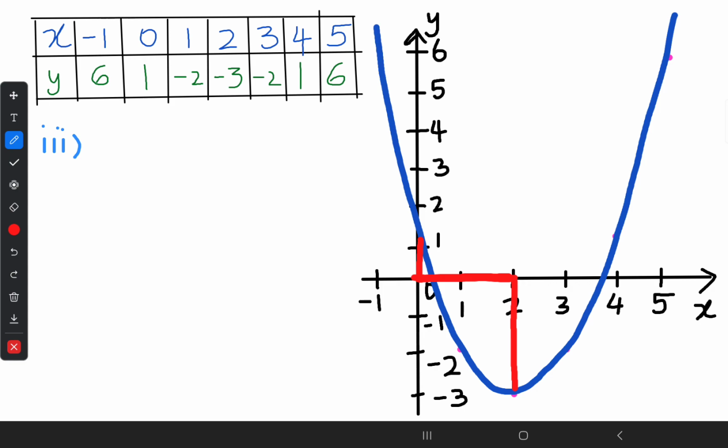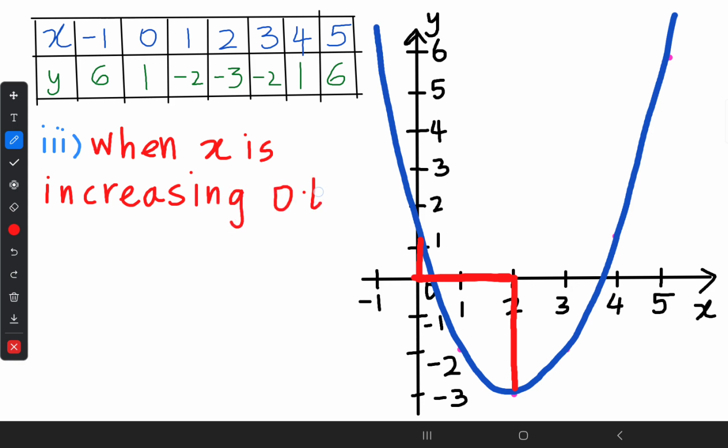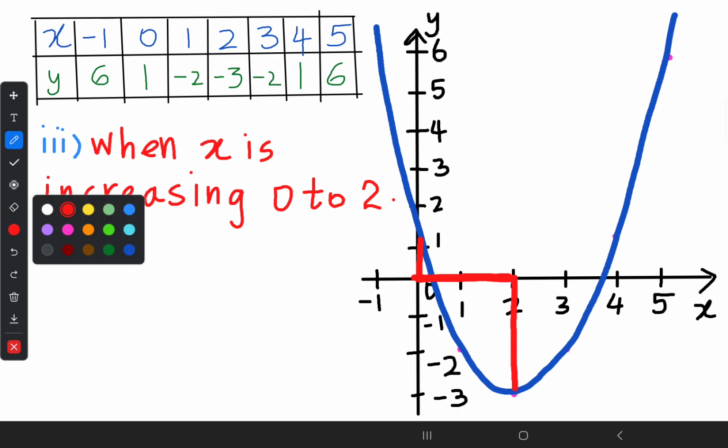So you should write that in proper words. I'll write that. Just look at this. When x is increasing from 0 to 2, the function is decreasing. That function means its corresponding y coordinates. Here you can see when x is 0, y is 1. Then when x is 2, it is decreasing. Here you can clearly see the y values are decreasing.